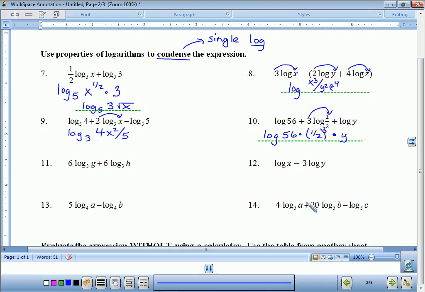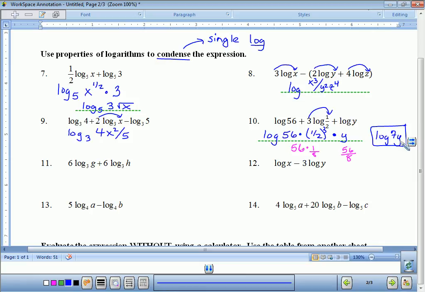You have to have that dot in there. So 56. Okay. Now, what is 1/2 to the 3rd? 1/8. And 56 times 1/8 is like 56 over 8. How many times does 8 go into 56? 7. So this becomes log of 7y.